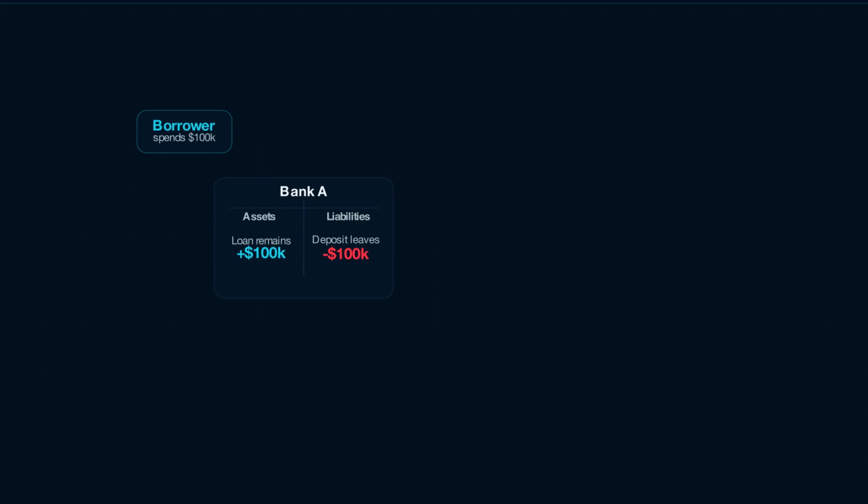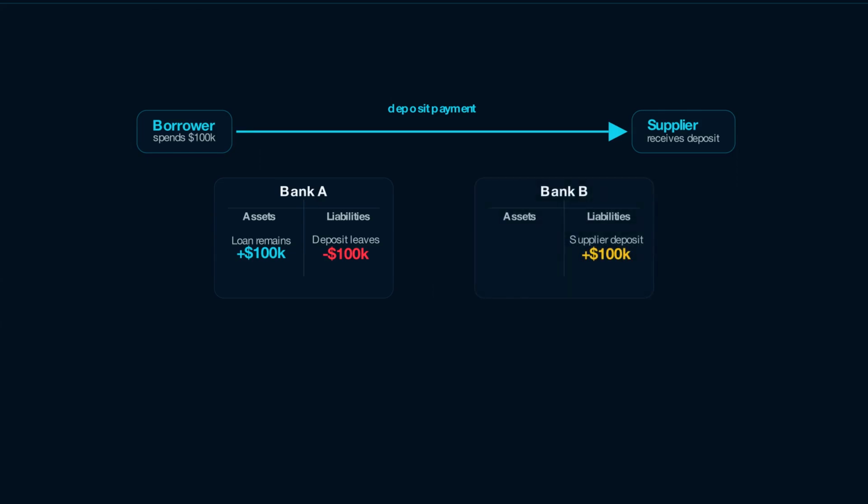They cannot. The loan creates the deposit inside one bank, but money has to move through the system. Suppose the borrower uses the $100,000 to pay a supplier whose account is at another bank. The borrower's deposit at Bank A disappears. The supplier's deposit at Bank B appears. And to settle the payment, Bank A transfers $100,000 of reserves to Bank B through the central bank's payment system. Now Bank A still owns the loan asset, but it has lost the deposit liability and lost reserves.